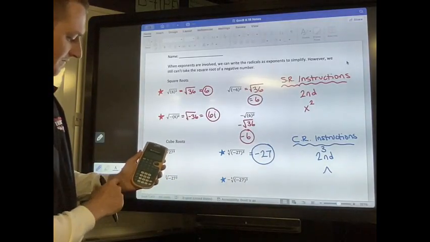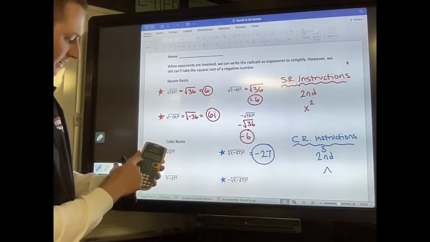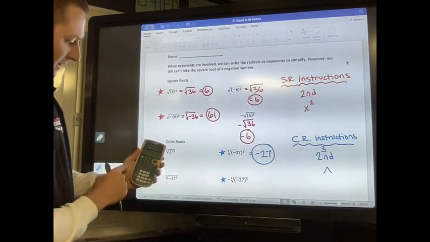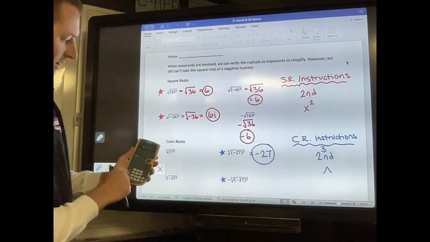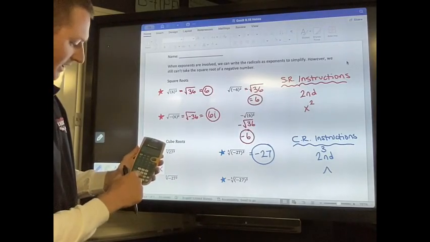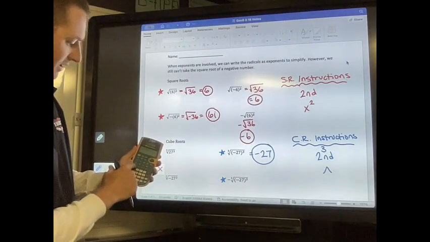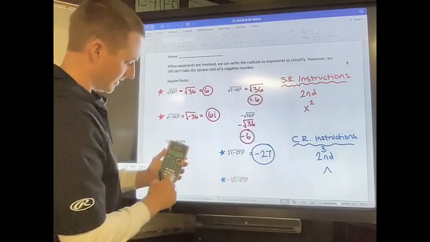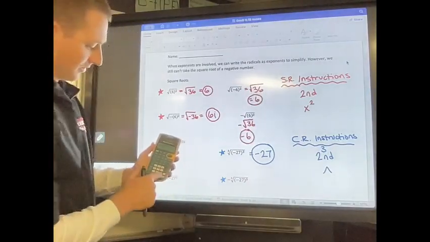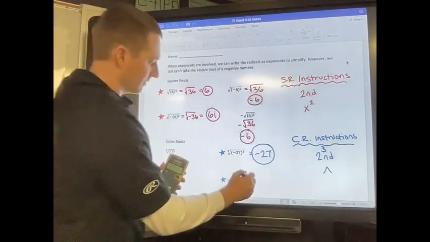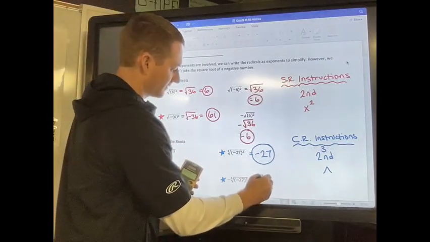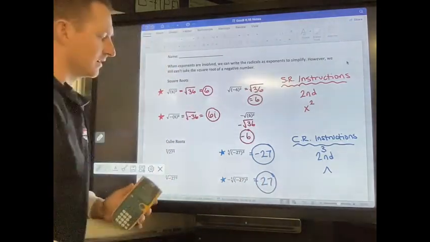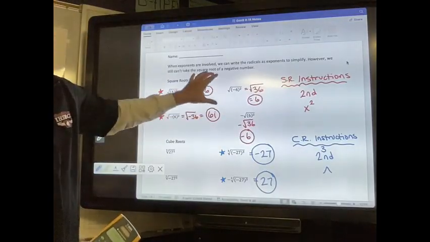Now down here on the bottom one, I have a negative on the outside, so I'm going to hit the negative sign. And then I'm going to hit 3, second, up arrow. And then I'm going to do parentheses, -27, parentheses. And then I got to get this cubed in here again. So I hit the up arrow, 3, and it's going to tell me positive 27.